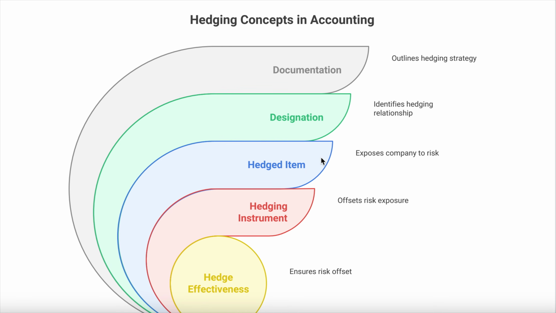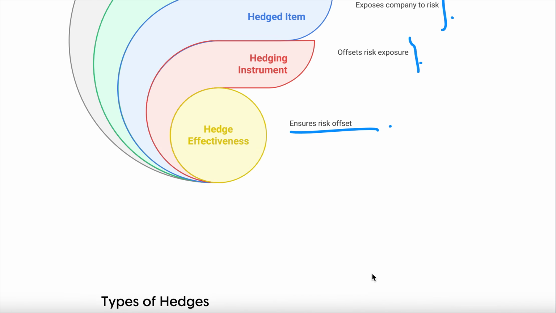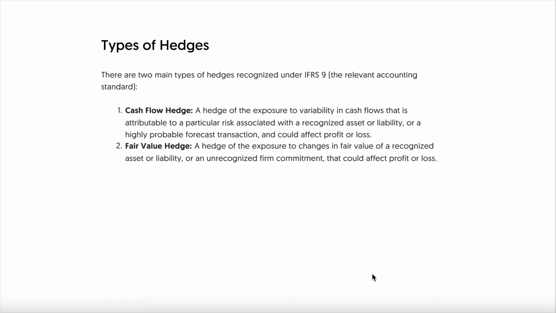As you can see in here, these are your hedging concepts in accounting. If you talk about the documentation, it will outline the strategy. The designation identifies the hedging relationship. The hedged item is the risk itself. The hedging instrument is the savior, which is a derivative itself. And then you ensure the risk offset, which is your hedge effectiveness.